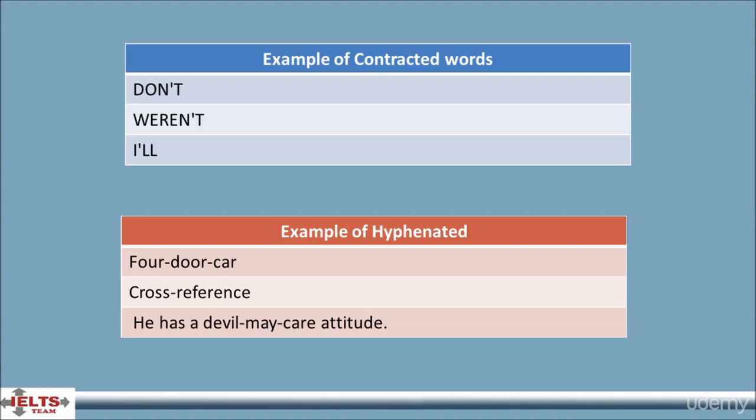And hyphenated words count as single words. Certain words and phrases tend to evolve from separation to linkage. When we link 2 words as a single word using a hyphen, we call it a hyphenated word.